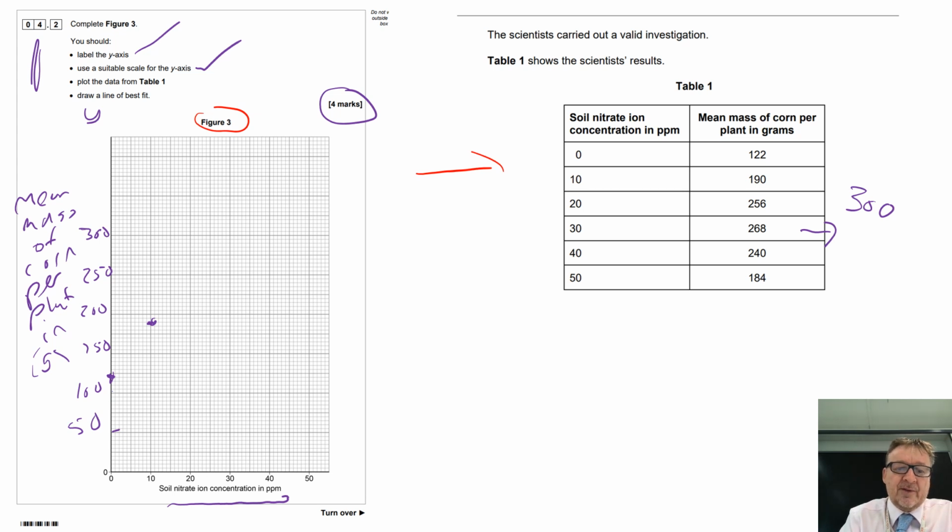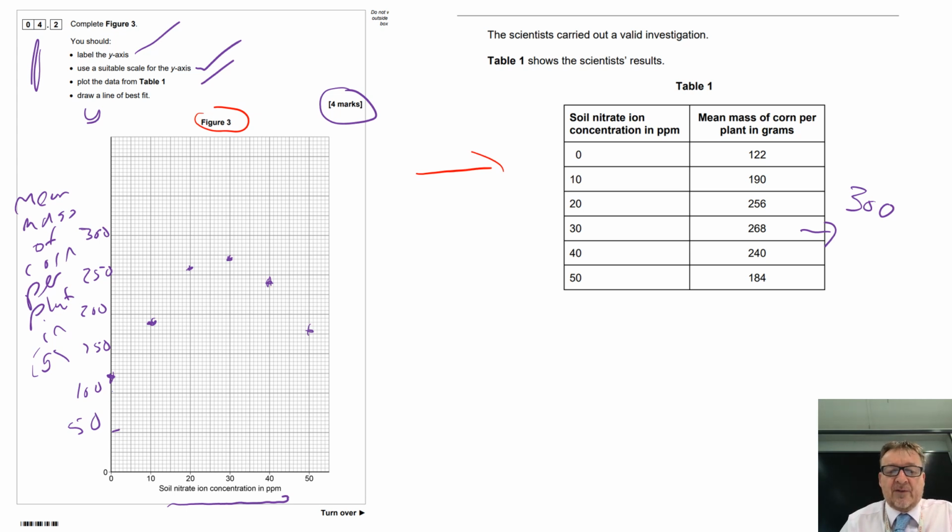20 up to 256. Okay, so 256 is probably going to be about there. 30 up to 268. So 250, 260 is going to be about there. 40 up to 240, which is going to probably be about there. And 50 up to 184, 150, 60, 70, 84. Okay, plotted it. Now, if you don't plot it accurately, like absolutely bob on accurately, right, what they'll do is they'll just mark it wrong, right? So don't be silly, take your time.